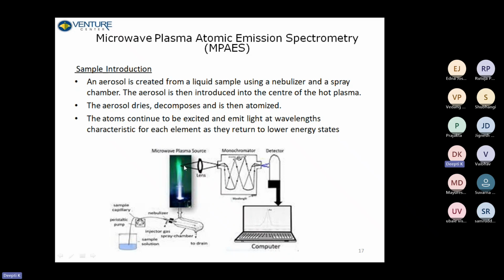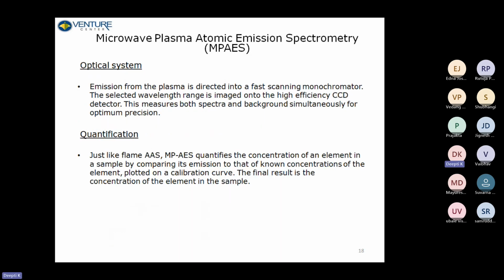So the plasma will then ionize the sample, and the particles will then emit a particular wavelength, which will be captured, filtered out using different lenses or monochromators, and detected using a CCD or a CID detector. So the main role of the optical system is to direct any incoming radiation to the detector.